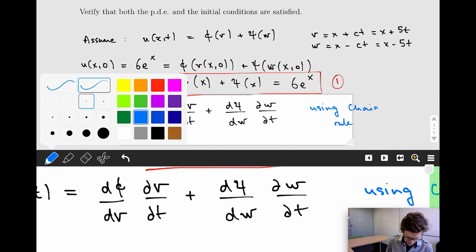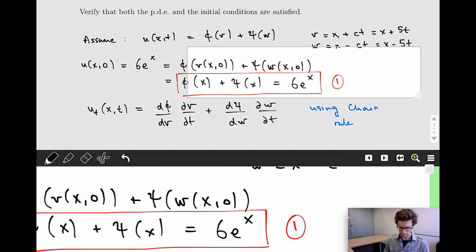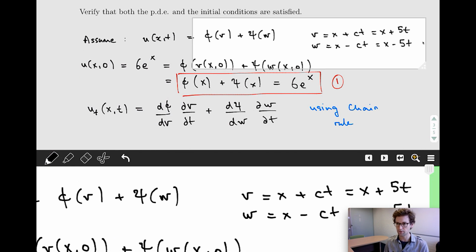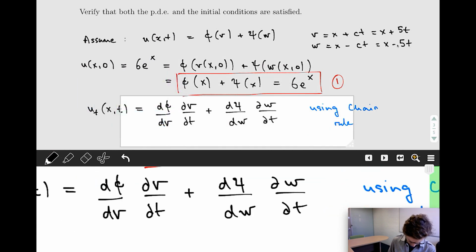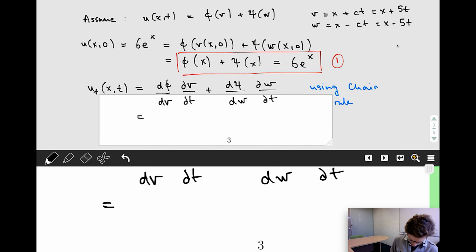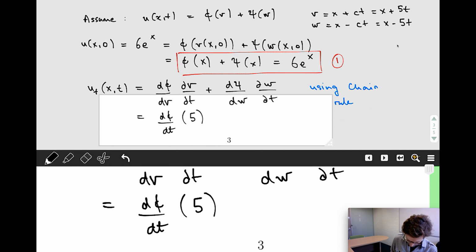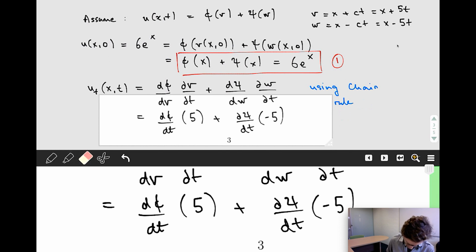Now, what is dv/dt? Well, let's take a look at our expression again. v is equal to x plus ct, or x plus 5t, so dv/dt is just going to be 5. Likewise, dw/dt is just going to be minus 5. So I'm going to write that as d phi/dv times 5 plus d psi/dw times minus 5.